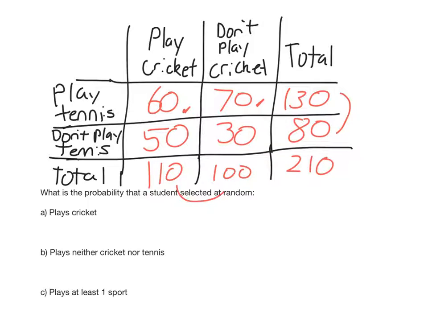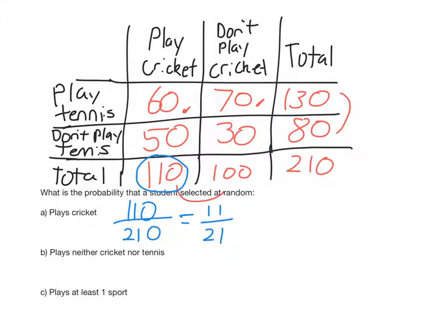Let's look at a few. We're going to use the two-way table there to answer these questions. The probability the student selected at random plays cricket, plays neither cricket nor tennis, and plays at least one sport. So let's look at the first one. What's the probability a student plays cricket? If we look, the total number of people that play cricket is 110, and there are 210 students in total. How easy was that? We can simplify it as well.